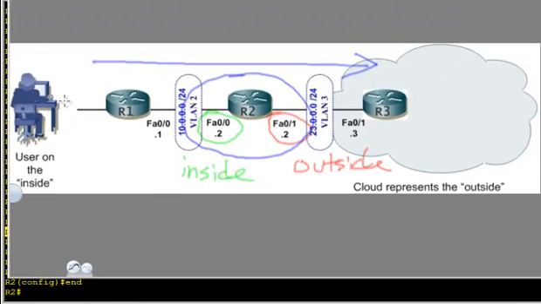What do I mean by that? Check it out. This user, as she sends traffic or he sends traffic out to the internet, that traffic is going to come in on FA00, which we've identified as the inside. It's going to go out FA01, which we've identified as the outside. So a zone pair is simply a relationship for traffic that's sourced on inside from a user, for example, destined for the outside based on the routing table of this router. That's all there is to it.